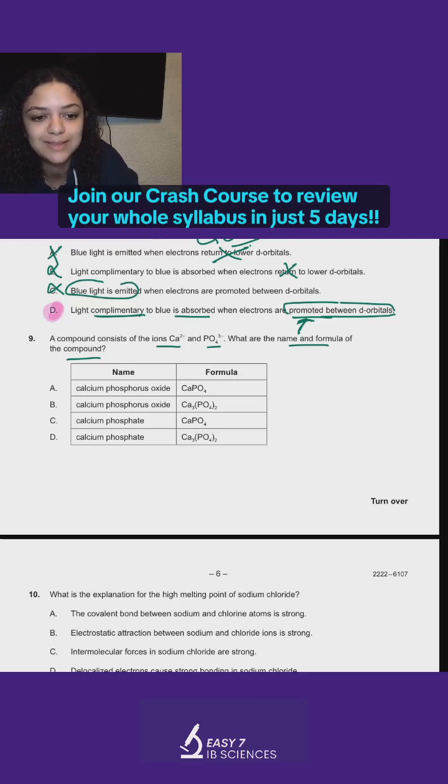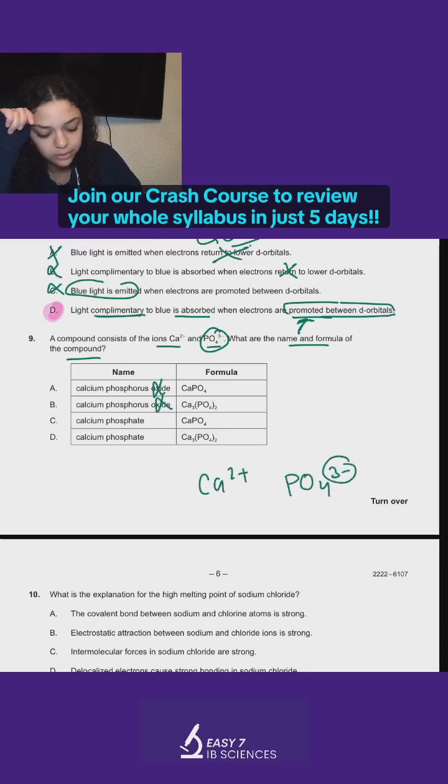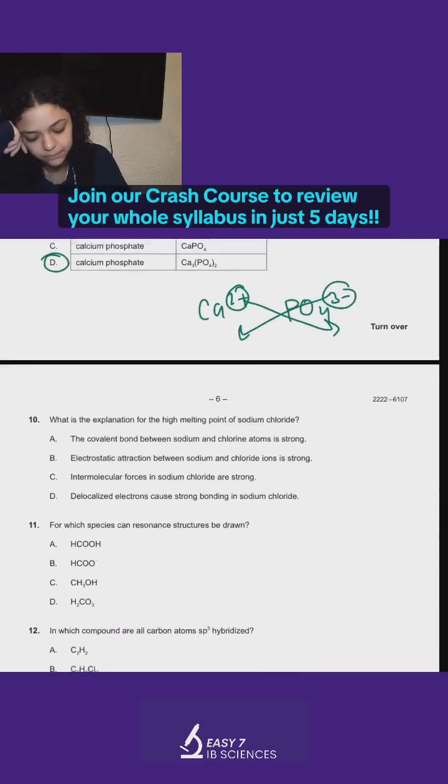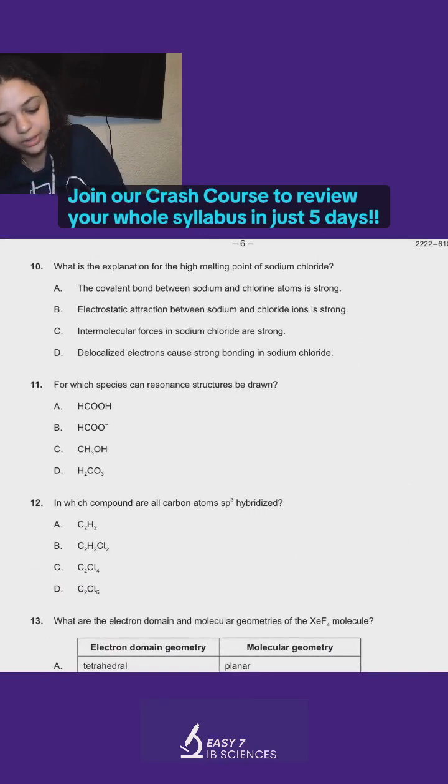A lot of you guys are putting D. Yay, I'm so happy. You know that this is a phosphate ion, so you can already cross out A and B. And you know that because it's Ca2 plus and PO4 3 minus, they do a little crisscross like this. And so you know it has to be D. Good job, guys. So far, this paper has actually been really good. If I got this past paper, I would be so happy in the actual exam.